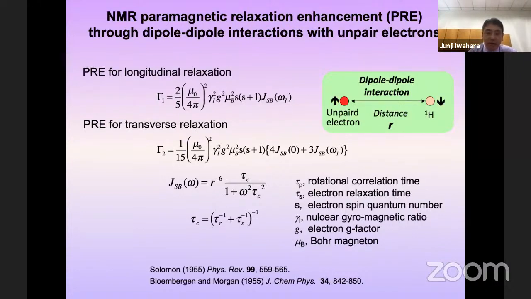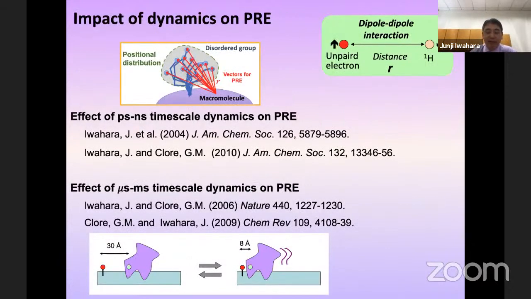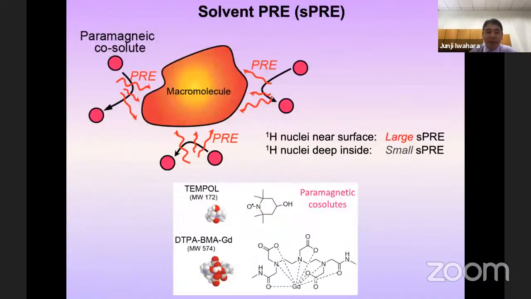When I was a postdoc at Marius Clore's lab at NIH, my theme of research was the impact of dynamics on PRE. At that time, we used PRE arising from unpaired electrons introduced in macromolecules. But we can use unpaired electrons in other molecules, like co-solutes, like TEMPO or DTPA and gadolinium, or just dioxygen, as Franz used in his previous work.